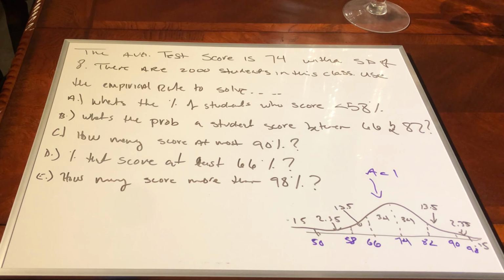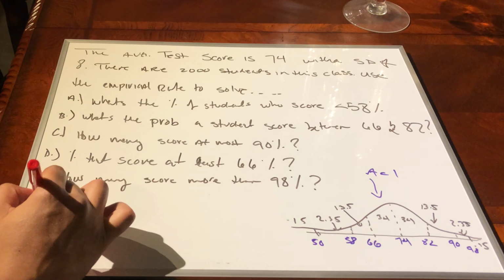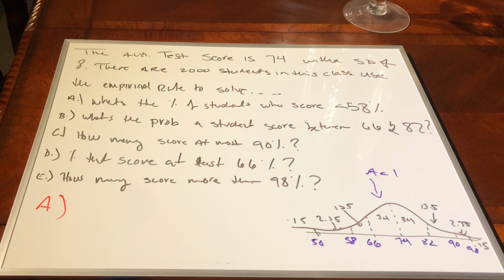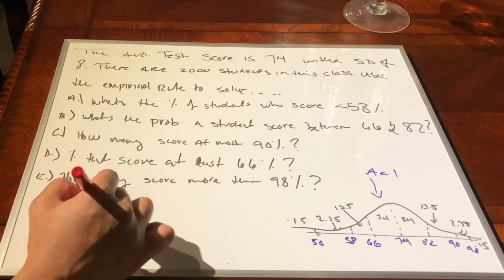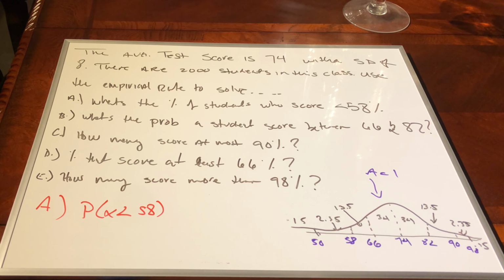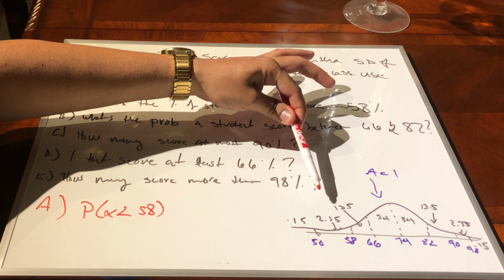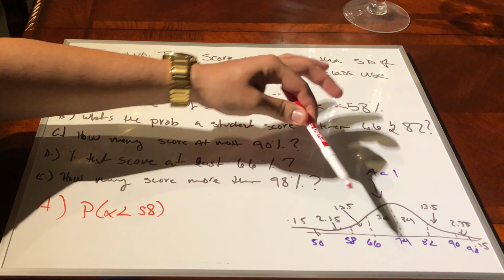So the first question, part A, asks what is the percentage of students that score less than 58? And that's a less than sign, so you guys know. For part A, we're trying to understand the probability that a student scores less than 58. That's what it's trying to ask. So all you're going to do in this question is take everything that's less than 58 and add the percentages together.